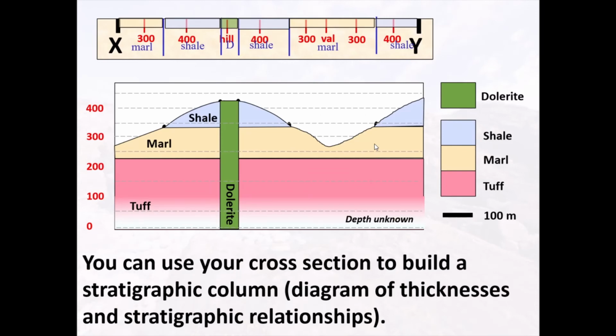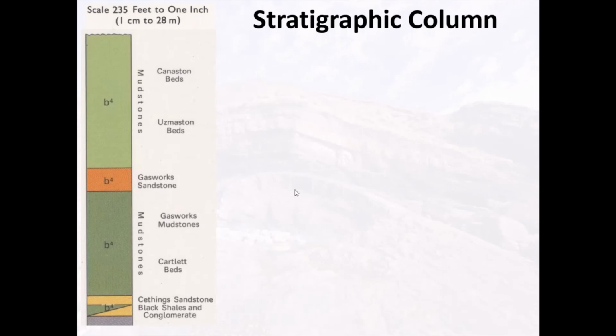Now what you can do is, once you've got an accurate cross section, you can use your cross-section to build a stratigraphic column or a diagram to show the thicknesses and stratigraphic relationships in the area. Okay, and a stratigraphic column, if we were to look at a real geological map, would have several key features to it.